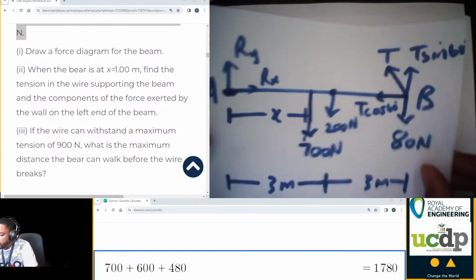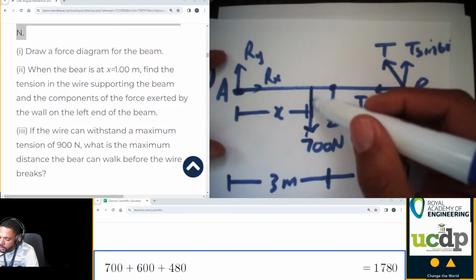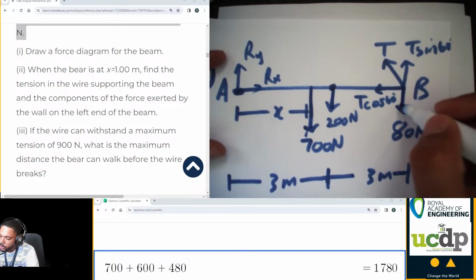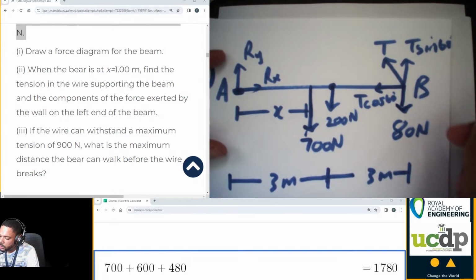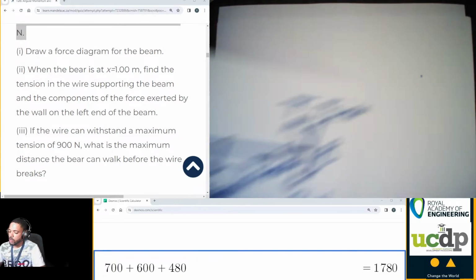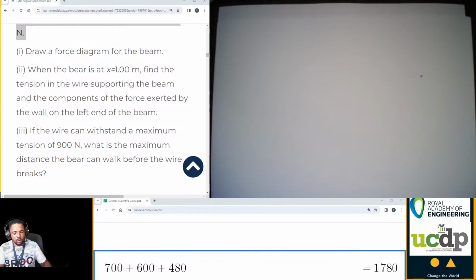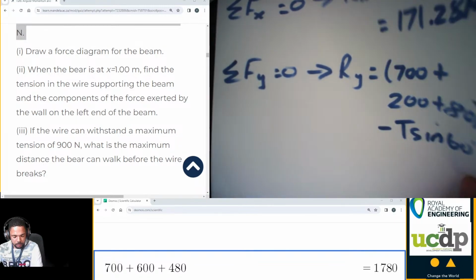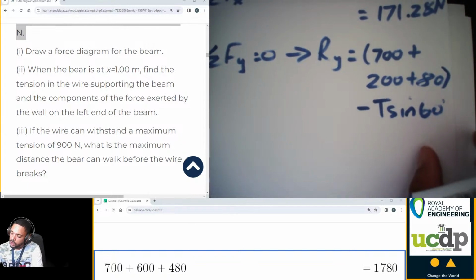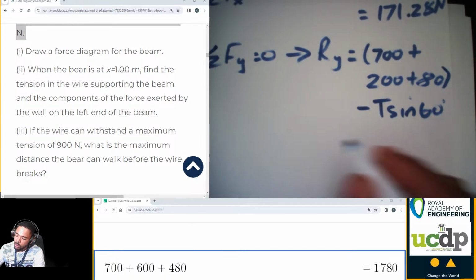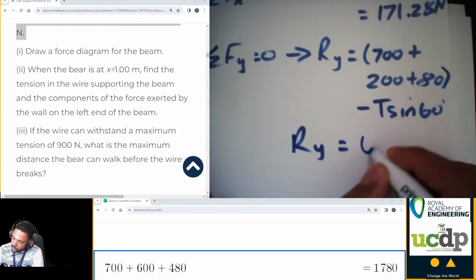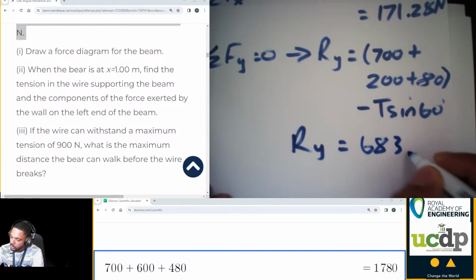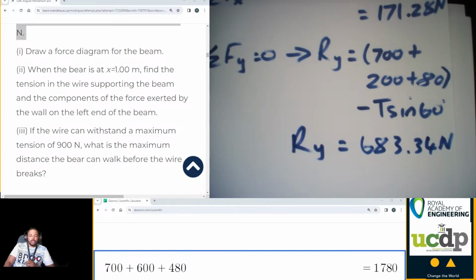Okay, this force is the only force going up, and then this is the weight of the bear, this is the weight of the beam, this is the weight of the basket, and one force going up. So all of these going down minus the force going up will give you the force Ry. Now sine 60, we work it out. You just plug in the tension that you calculated and the sine of 60. If you work this out, Ry is equal to 683.34 newtons.